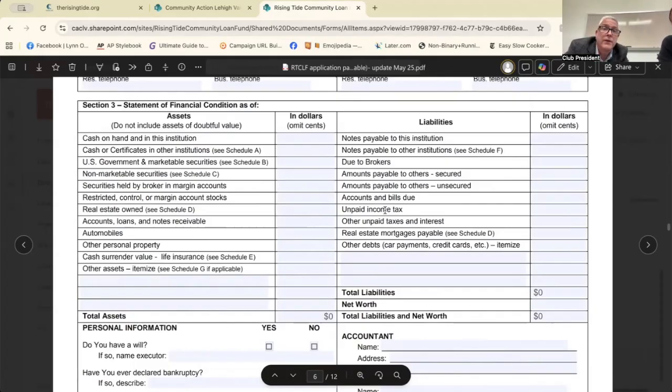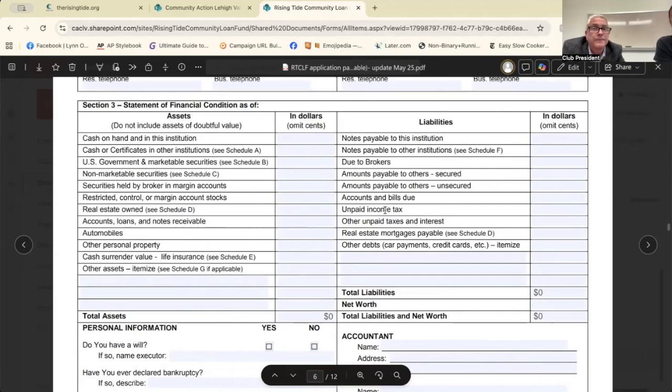Okay. I see. So now we get to the other side. Those are things we owe, right? Correct. Those are the liabilities, your asset side, but this is what we owe. Okay. So notes payable to this institution. Are we talking Rising Tide? It could be to Rising Tide if you previously had a loan with us. Okay. If you don't have a loan with us, then you wouldn't put anything there.